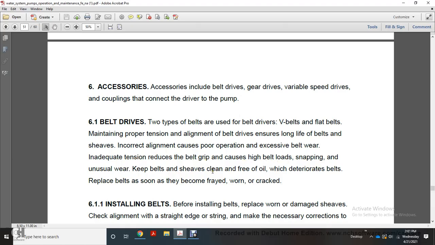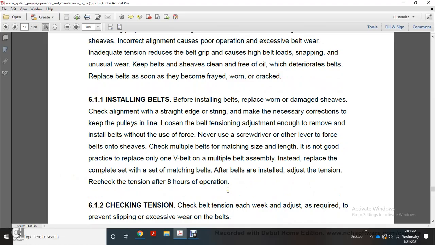Unusual wear: keep belts and sheaves clean and free of oil, which deteriorates the belt. Replace belts as soon as they become frayed, worn, or cracked. Installing a belt: before installing belts, replace any worn or damaged sheaves. Check alignment with a straight edge or string to make sure the pulleys are in line. Loosen the belt tension adjustment to install the belts without using force. Never use a screwdriver or other lever to force the belts onto the sheave.